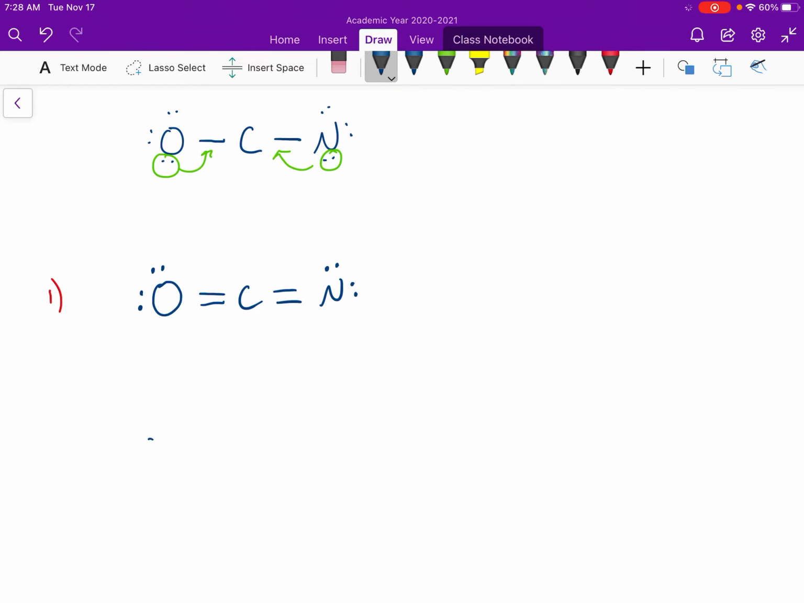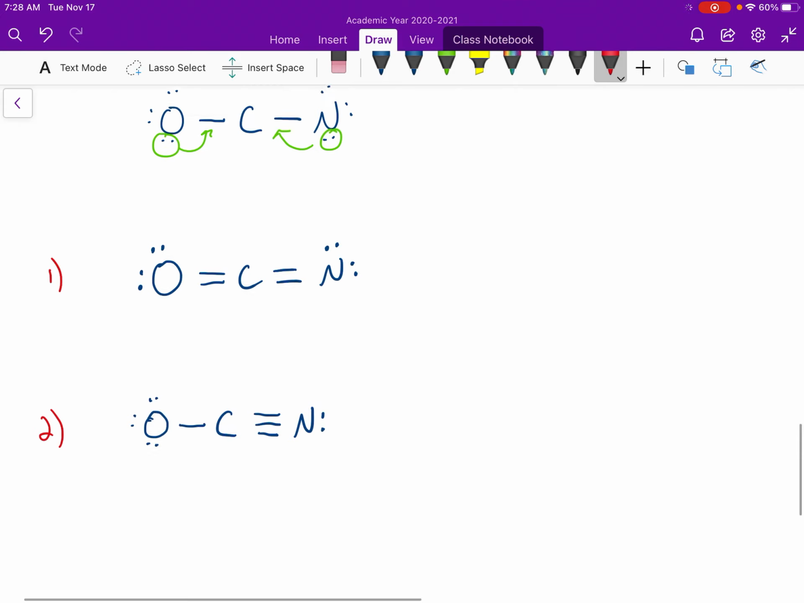Another option would be to keep this one a single bond, but to make this one a triple bond. So in other words, sharing more. I still used 16. Everybody's happy. That's option number 2.